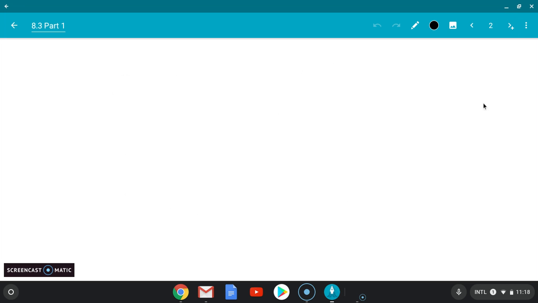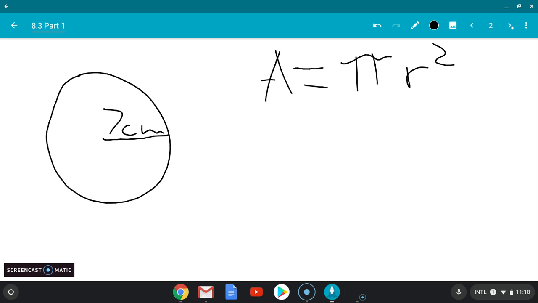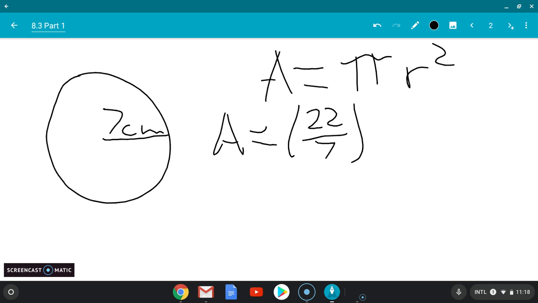So let me give you an example here. So say we have a circle. It's not too bad. And they give you the radius is 7 centimeters. Okay, so if we're going to use this formula, area equals pi times radius squared. Let's say in this case we use an improper fraction, 22/7 for pi. So we're going to plug that in. So we're going to have 22/7 times the radius squared. The radius is 7, so 7 squared.